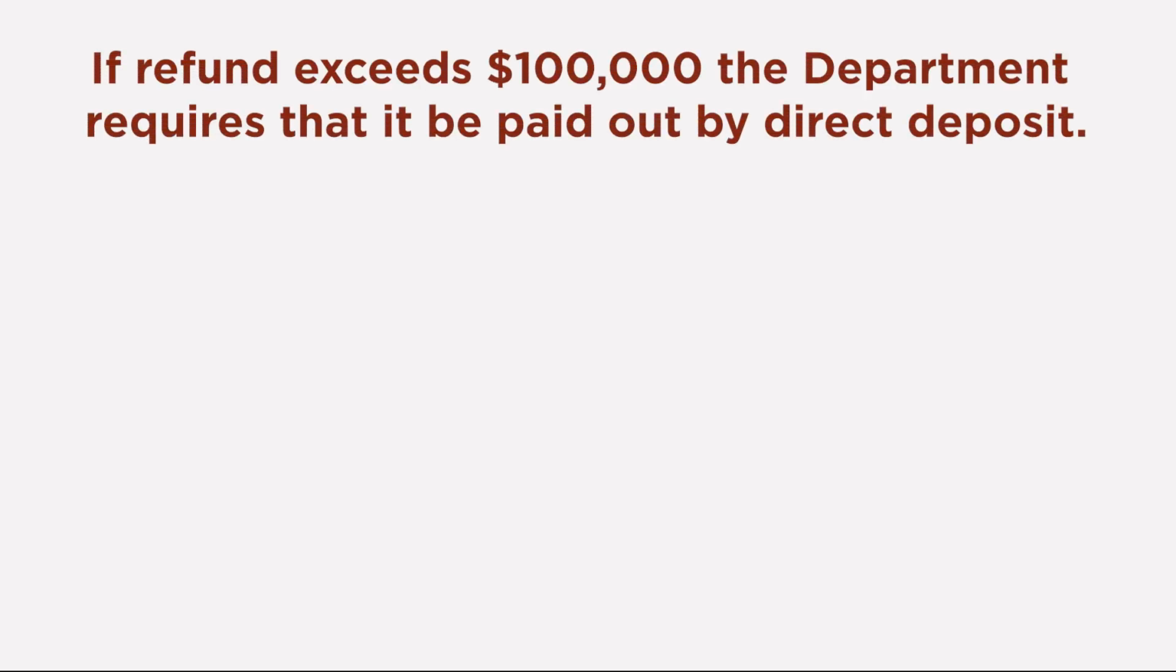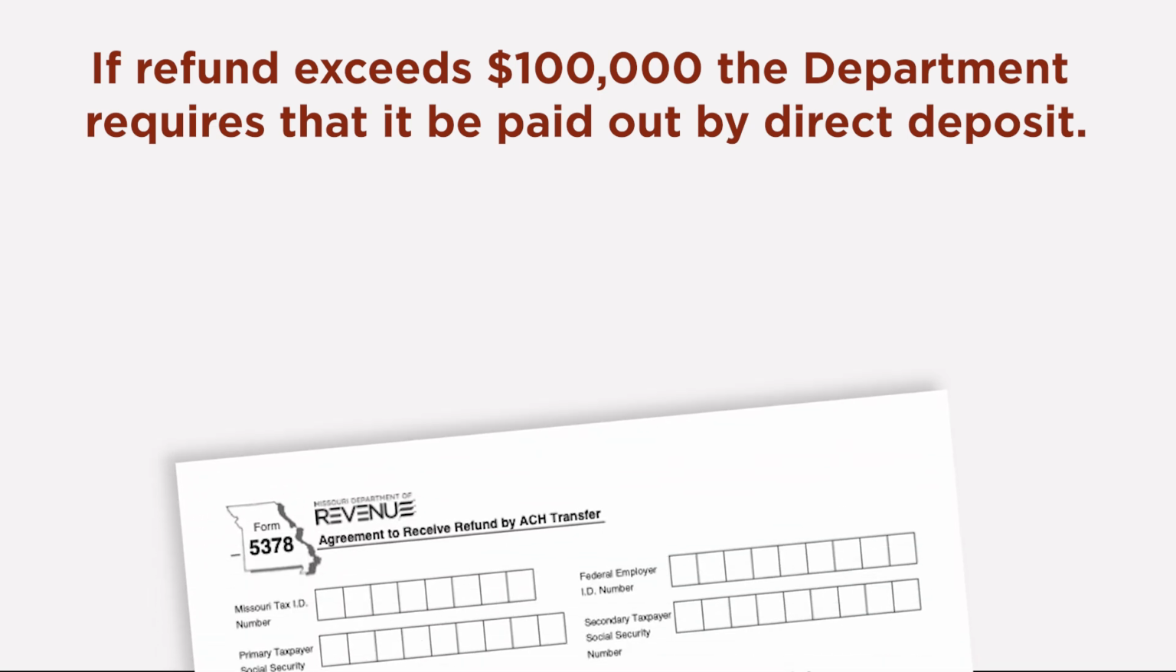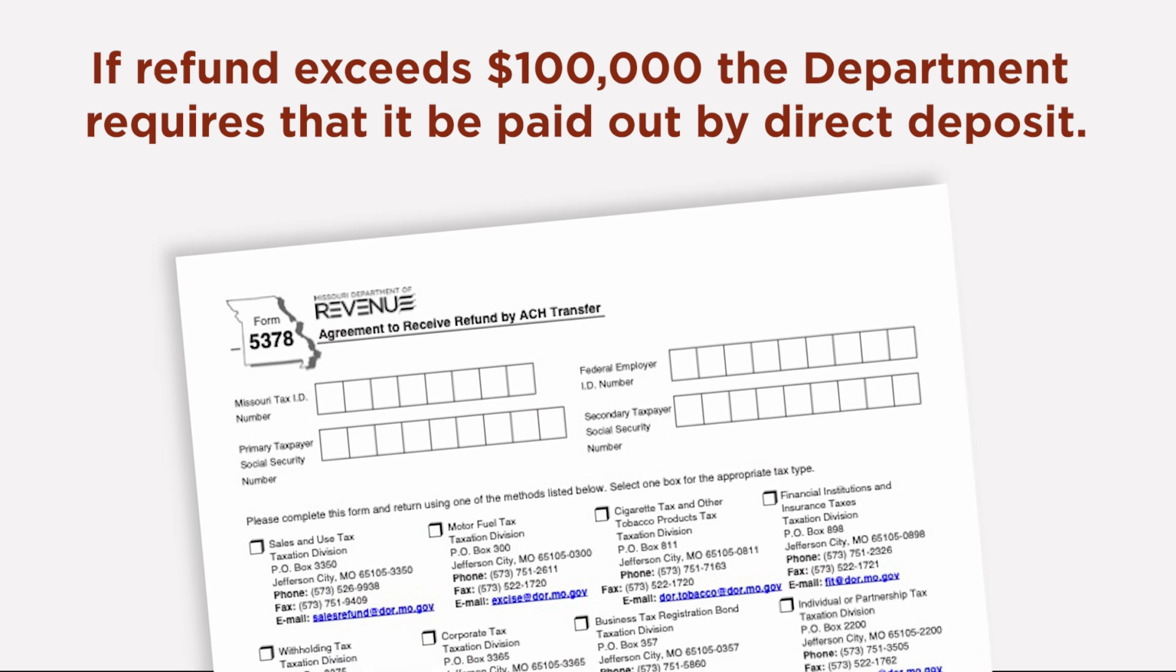Finally, if your refund amount exceeds $100,000, the department requires that it be paid out by direct deposit. For this, you must include a copy of Form 5378, completed and signed by an authorized person on the business account, providing the account information and the permission for the department to deposit the refund by ACH.